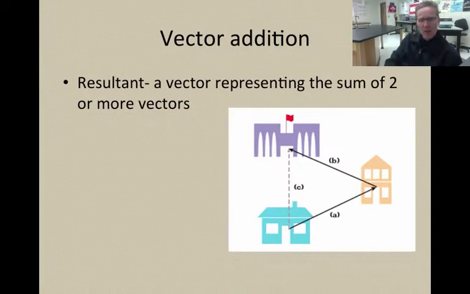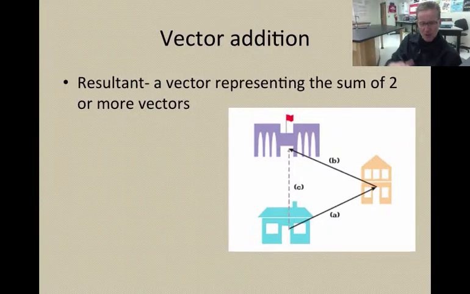Okay, so the next thing that we want to cover in the screencast is vector addition, and a couple of terms and some background stuff to help us do math operations with vectors. One quick definition, and we'll see this term quite a bit, is the resultant, sometimes called the resultant vector. The resultant is a vector representing the sum of two or more vectors.